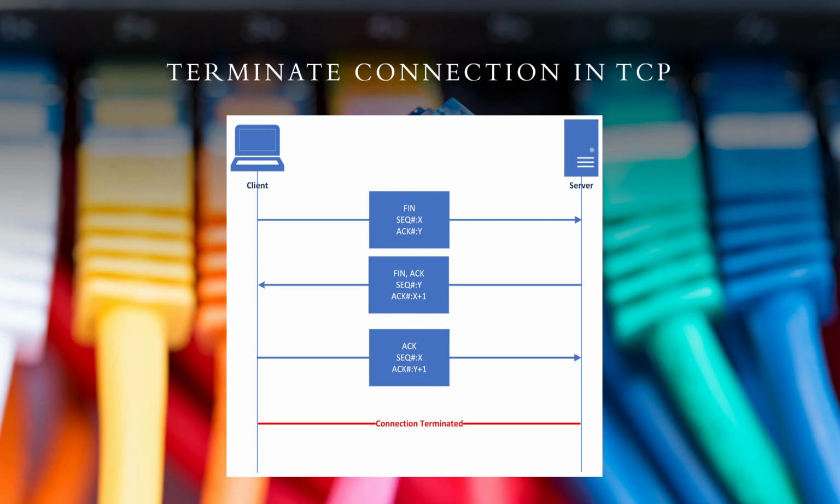In the first step, the client sends a segment with its FIN flag set. The server TCP sends back a segment with its FIN and ACK flags set to confirm the receipt of the FIN segment. In the third step, the client TCP sends a segment with its ACK flag set. Upon receiving the third segment by the server, the connection is released.